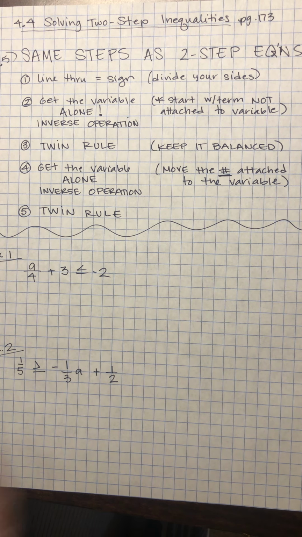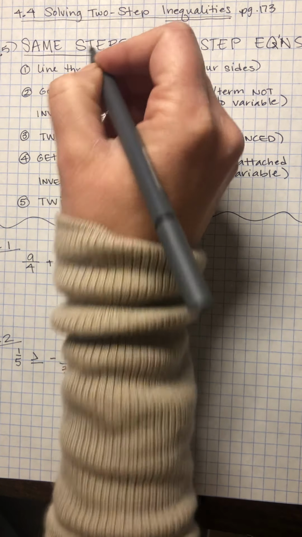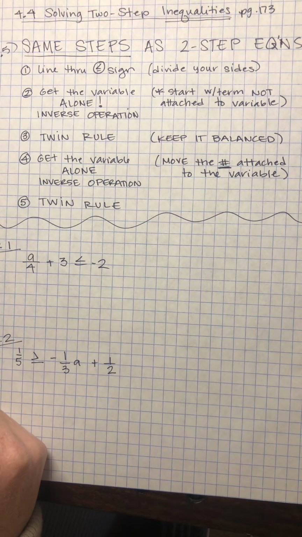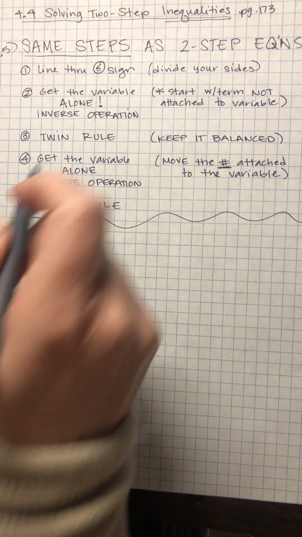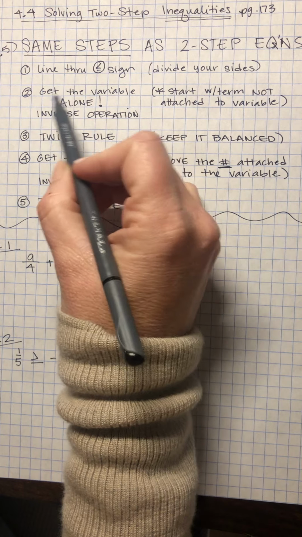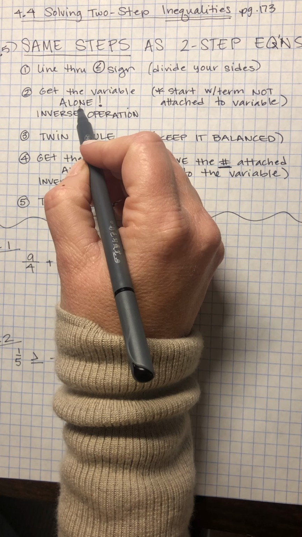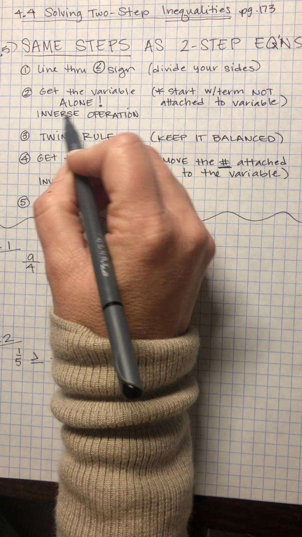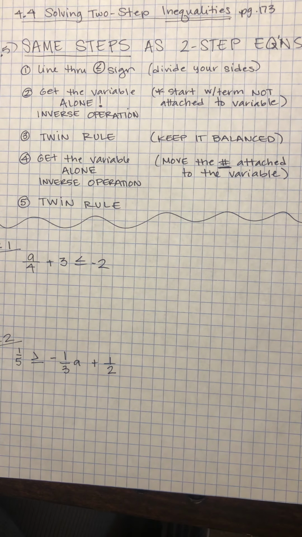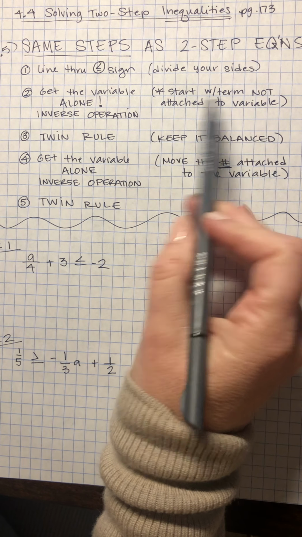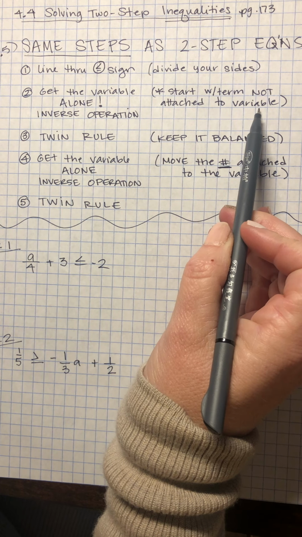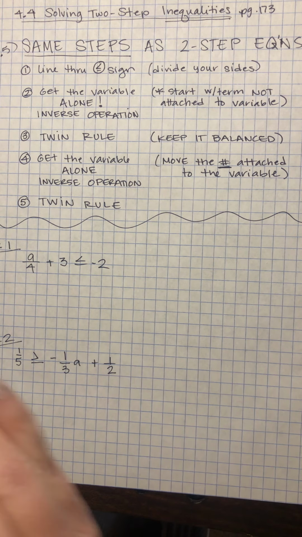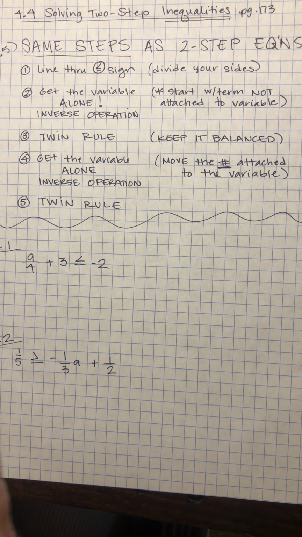Step 1 is to draw a line through the equal sign. We want to divide our sides. Today we're talking about inequalities, so it's an inequality sign, whatever it may be, less than, greater than. The next step, we want to start working towards the goal, which is to get the variable alone. In order to do that, we do our inverse operations, the opposite of what we see. And we want to start with the term that's not attached to the variable, whatever isn't stuck to the y or the v or the u or whatever the letter is.